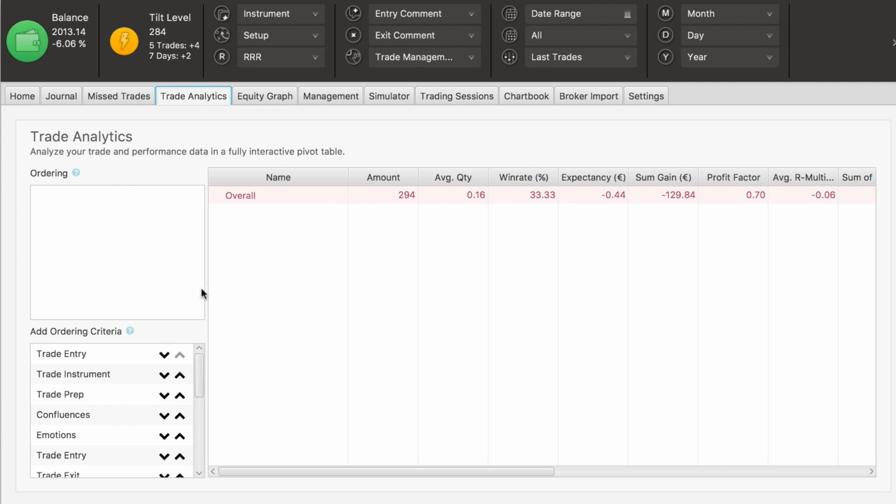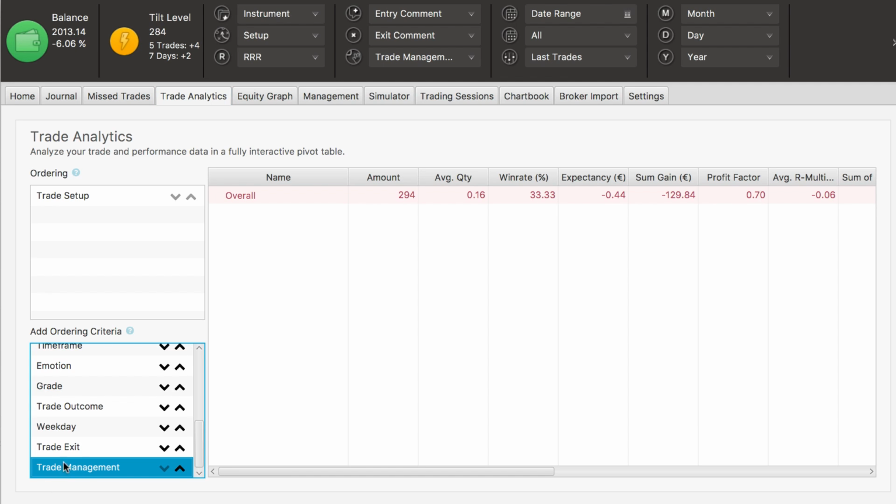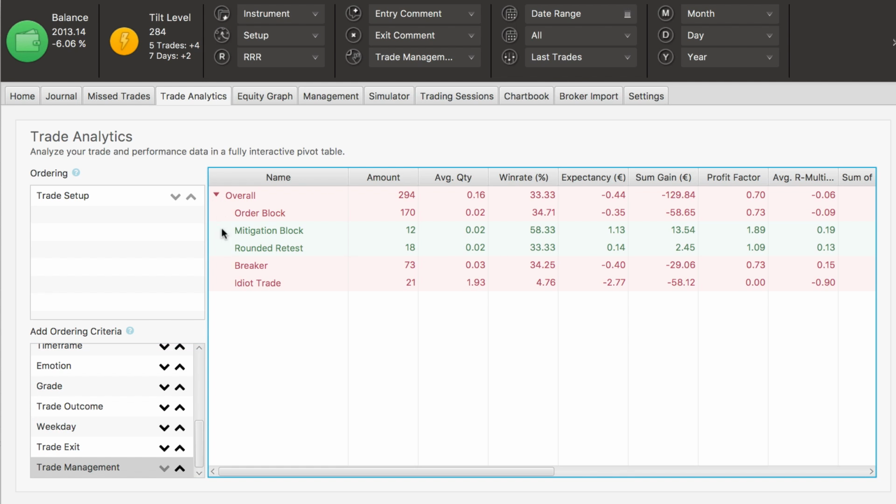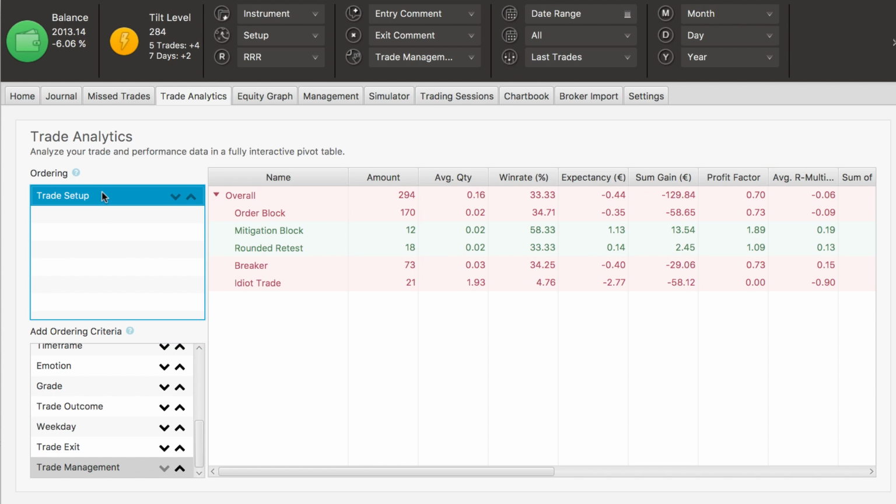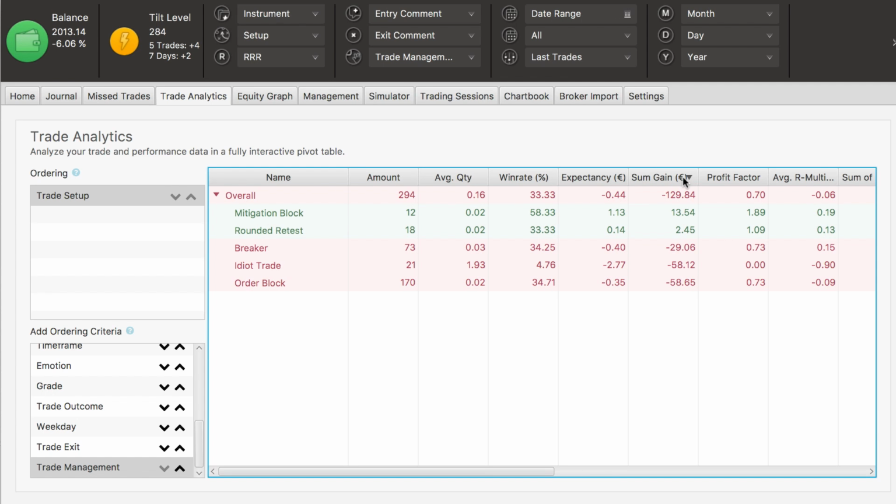Here I always like to look for outliers, because if we find an outlier, usually that's where we can see the biggest improvement and a change in our trading. So when we look at the trade setup as our ordering criteria, you can see now we have all the trade setups for the trader. And when we look at the sum of the gain here, you can see that there are two setups, order block and idiot trade, which really stand out. They make up a lot of the losses in total.